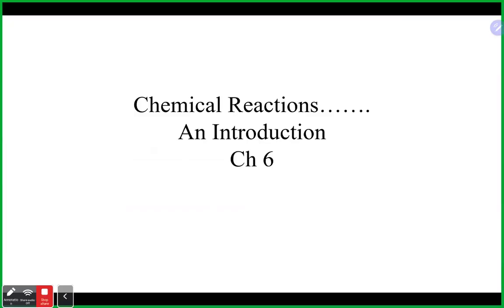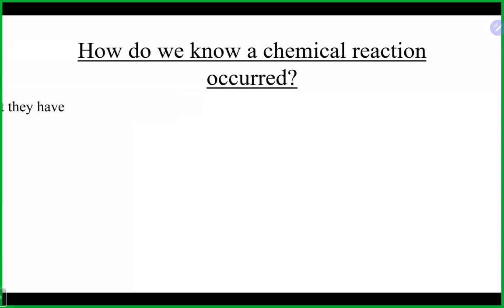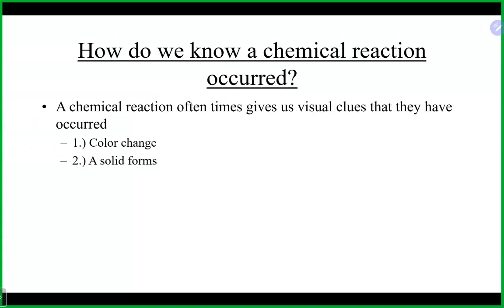Chapter 6 is a very short chapter. It's really just about chemical equations and balancing chemical equations, which we kind of touched upon as we jumped around a little bit in some of the chapters here. But officially in this chapter, we're going to talk about chemical equations and balancing. So how do we know, again, a reaction occurs?